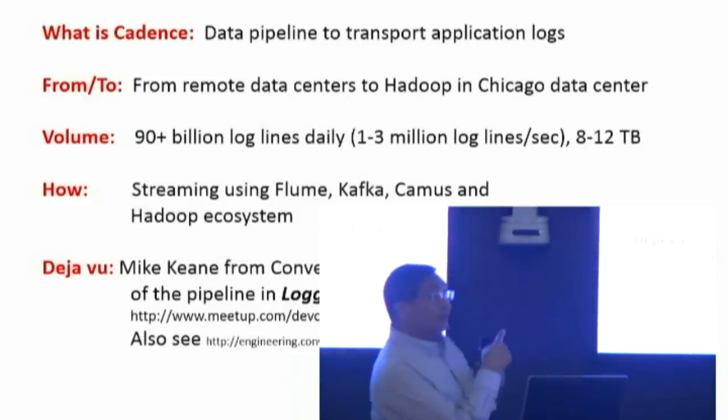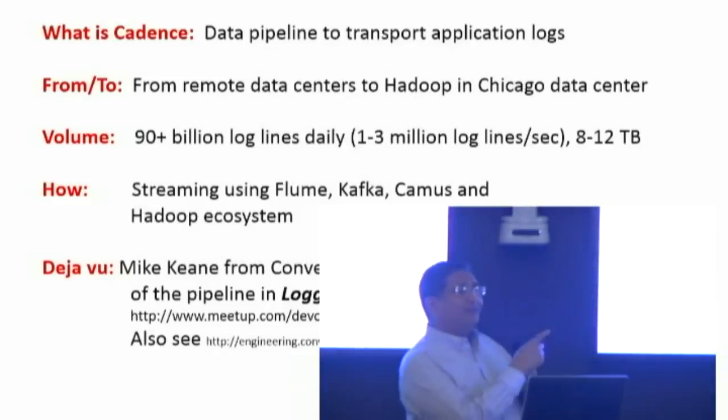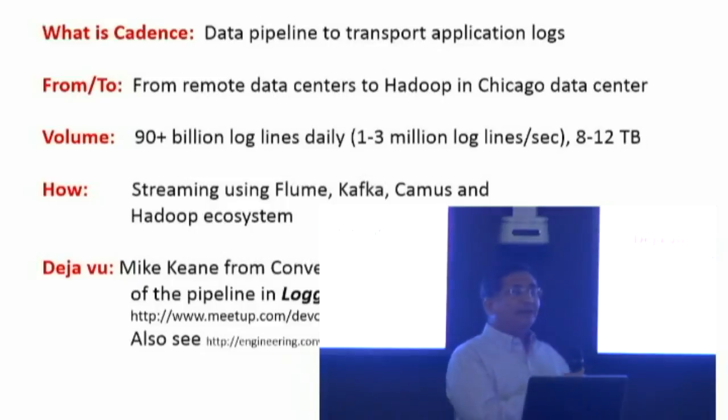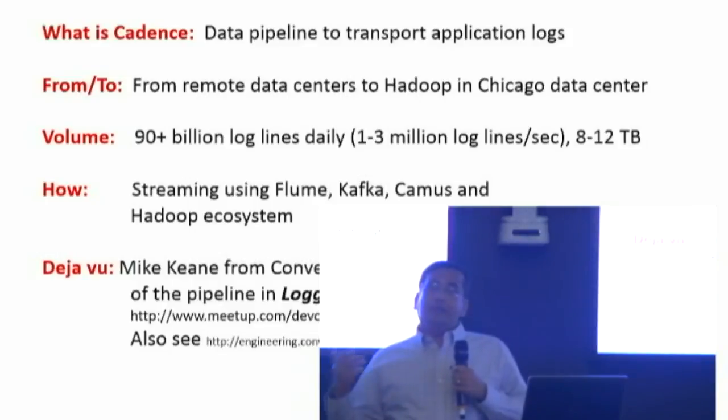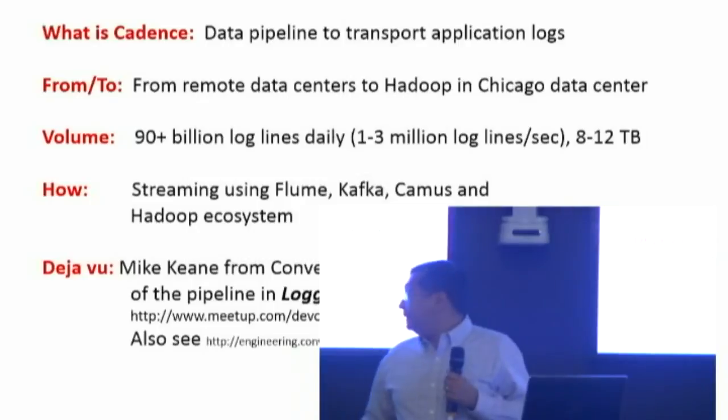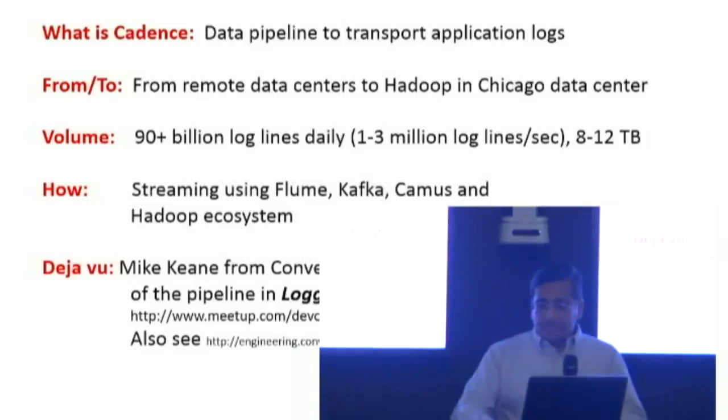We actually had a talk on this in 2013. One of my colleagues did a talk on the first iteration of the pipeline, where our target was to process 20 billion log lines. Today we are at 90, and we'll go higher. Mike is also going to do a hands-on tutorial on Flume, Kafka and Camus in November. I have some details in my slides.